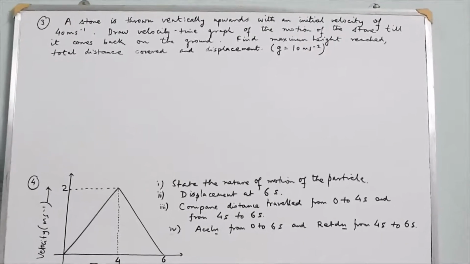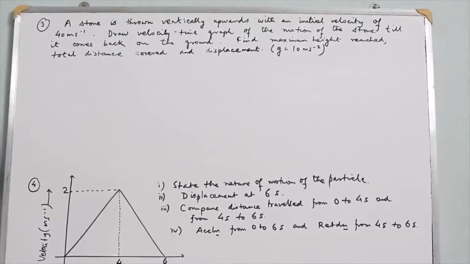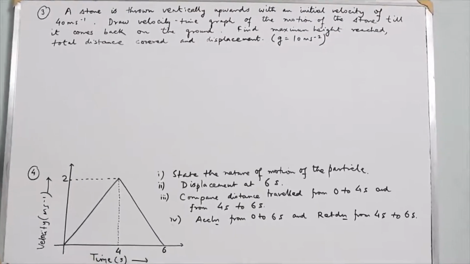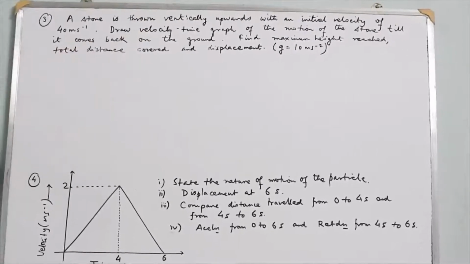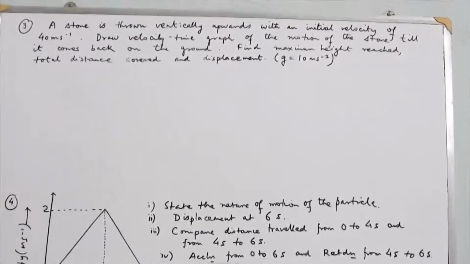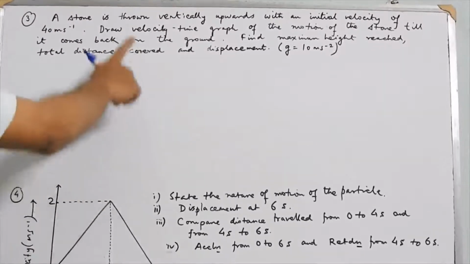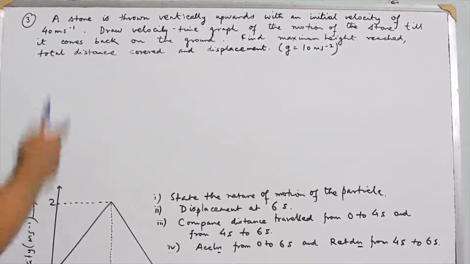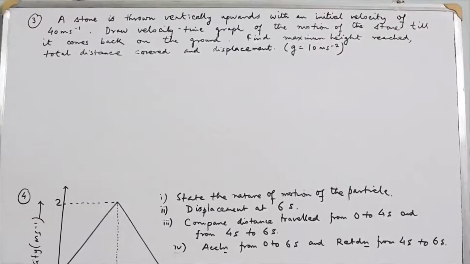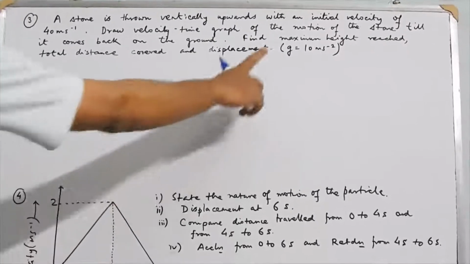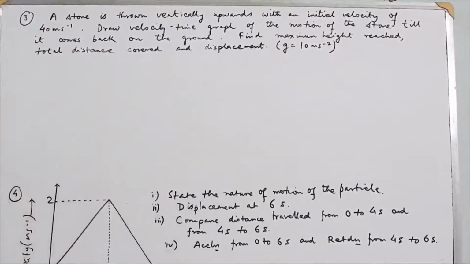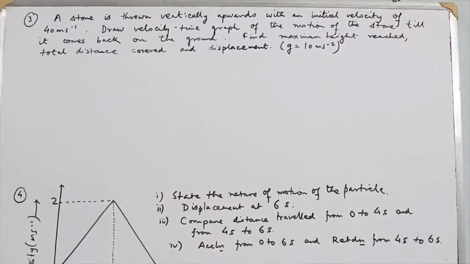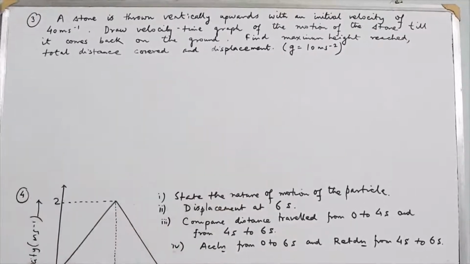2 more problems on graph in one-dimensional motion. So the next question is, a stone is thrown vertically upward with an initial velocity of 40 meter per second. We have to draw the velocity time graph of the motion of the stone till it comes back to the ground. And in the process, we have to calculate the maximum height and the total distance covered, also the net displacement of the body. We have to assume that g is 10 meter per second square.